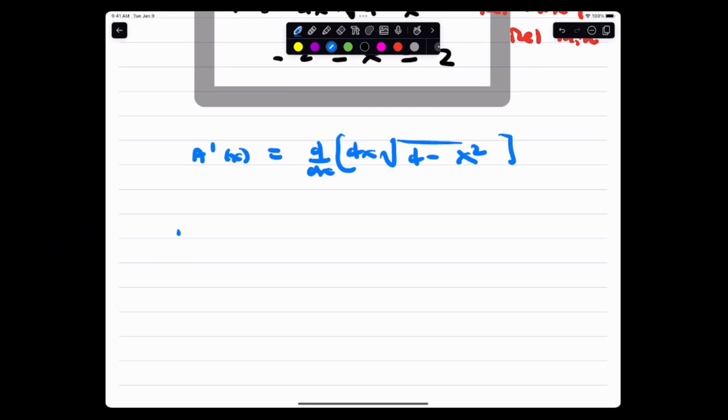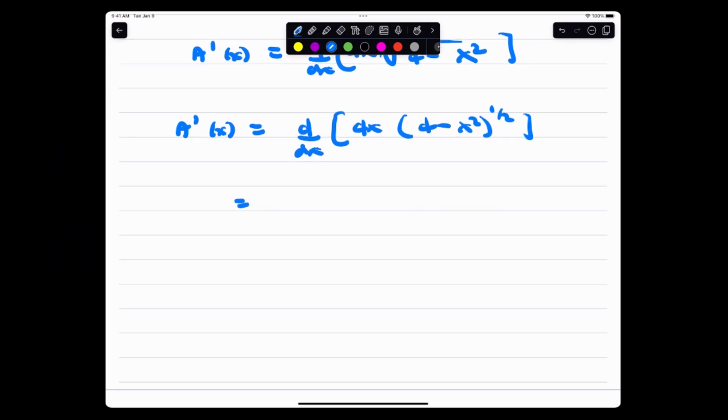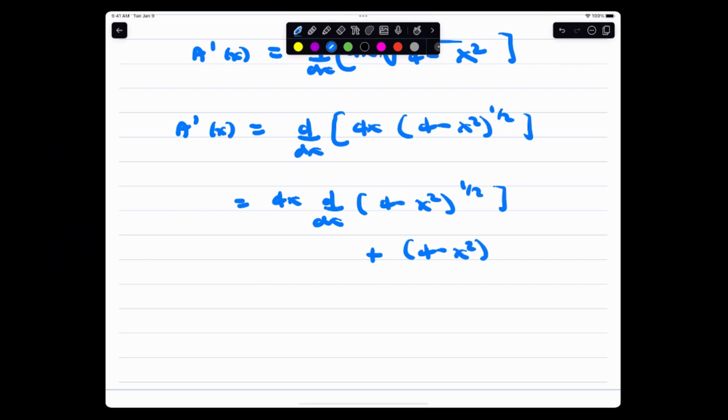Okay, what do you guys know? You say, oh my lord, they gave me the product rule. Is that right? You got the product rule. All right, so product rule and then product rule of chain rule. So you get 4x, the derivative of (4 minus x squared)^(1/2), plus (4 minus x squared)^(1/2) times the derivative of 4x.